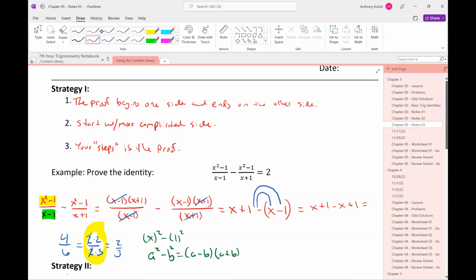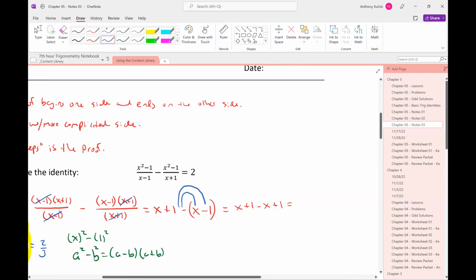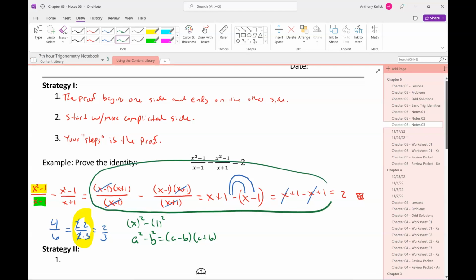Okay. What can I do now? Great! So x minus x, what's that? 0, okay? And then 1 plus 1 is 2. I'll just cross those out. And what were we supposed to get? 2. So we're done. That was our proof. We did it. Where's the proof? That work was the proof.